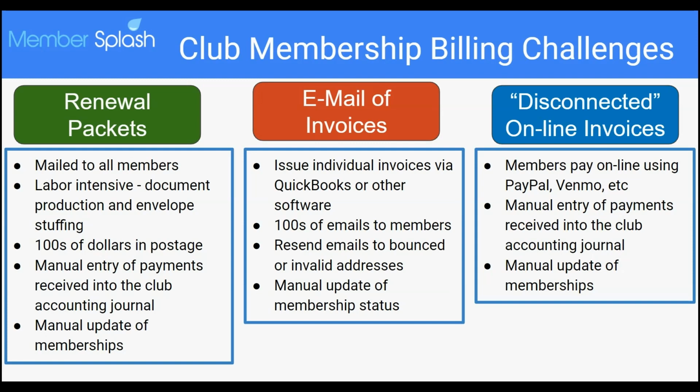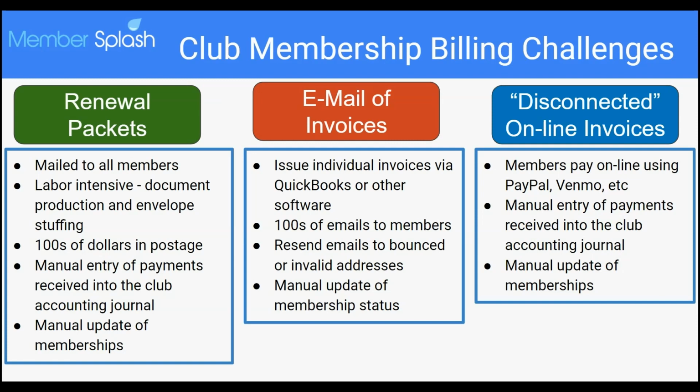You might be emailing invoices. For example, QuickBooks, as one application, allows you to issue individual invoices. And again, this is potentially hundreds of emails to your members. Of those emails that you send, undoubtedly there's going to be a resend for emails that bounced or went to invalid addresses. And still, there's going to be a manual update of member status based on what you receive back from those QuickBooks invoices.